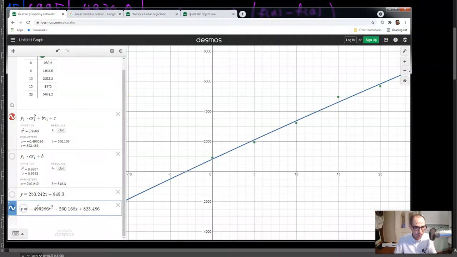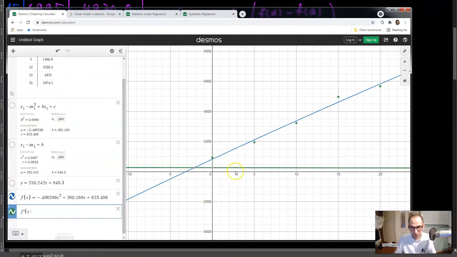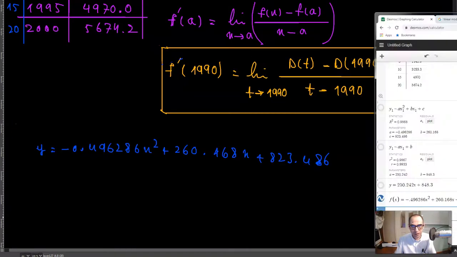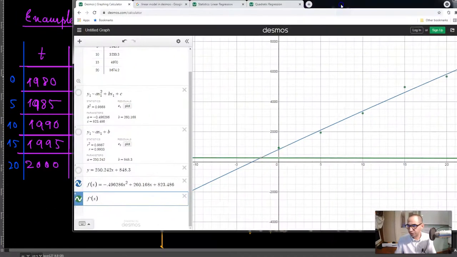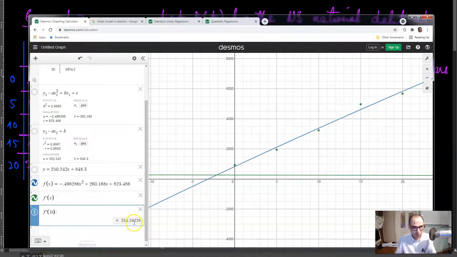Now I'm going to differentiate this function using the calculator itself, meaning that I'm going to call this f of x, and then calculate f prime of x, which is the derivative of this function. I'm going to calculate f prime of x at 1990, which in this case is essentially 10. So I have to calculate f prime of 10. Then f prime of 10 happens to be 250.24228, which is the exact same value that we got using the linear model as well, right? So this seems to be the correct value, okay?